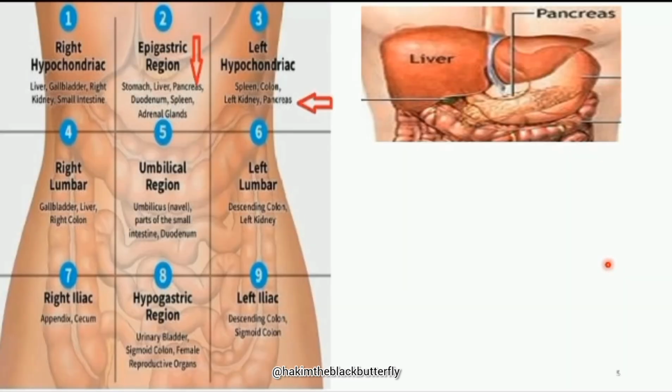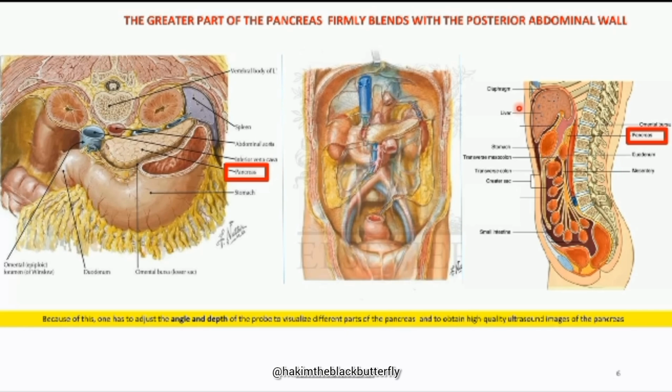So your pancreas is going to be lying within these regions, the epigastric region and the left hypochondriac, specifically behind the stomach. Or you can say specifically behind the omental bursa, because the omental bursa is that whole space behind the stomach. And we say it's going to be lying oblique, close or attached to the posterior abdominal wall.